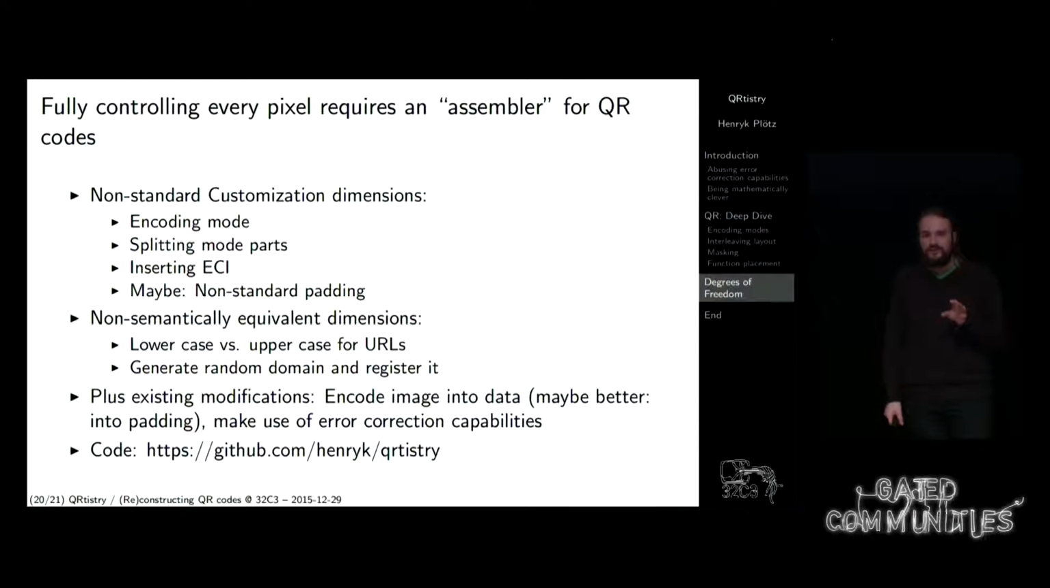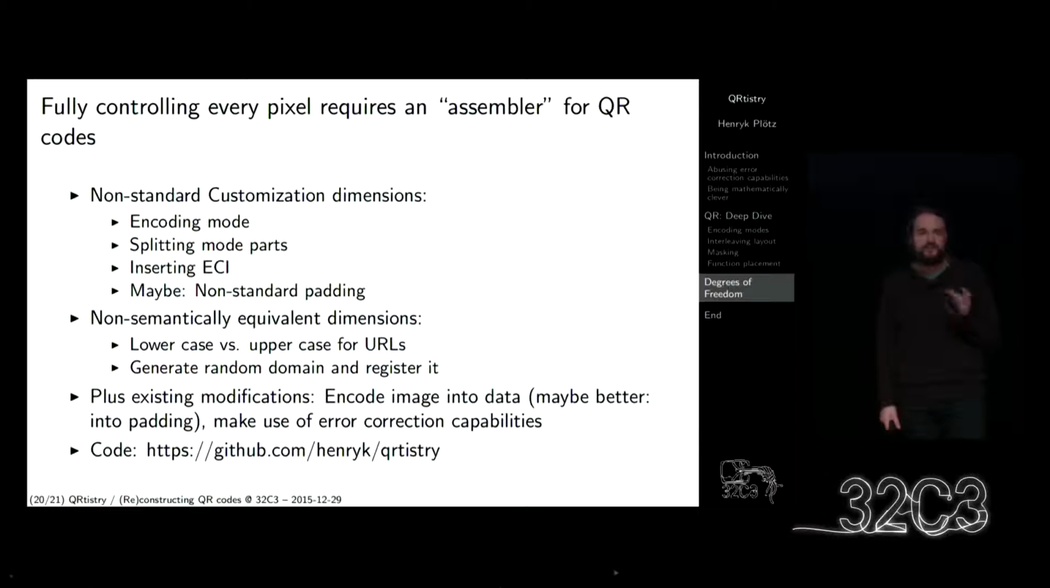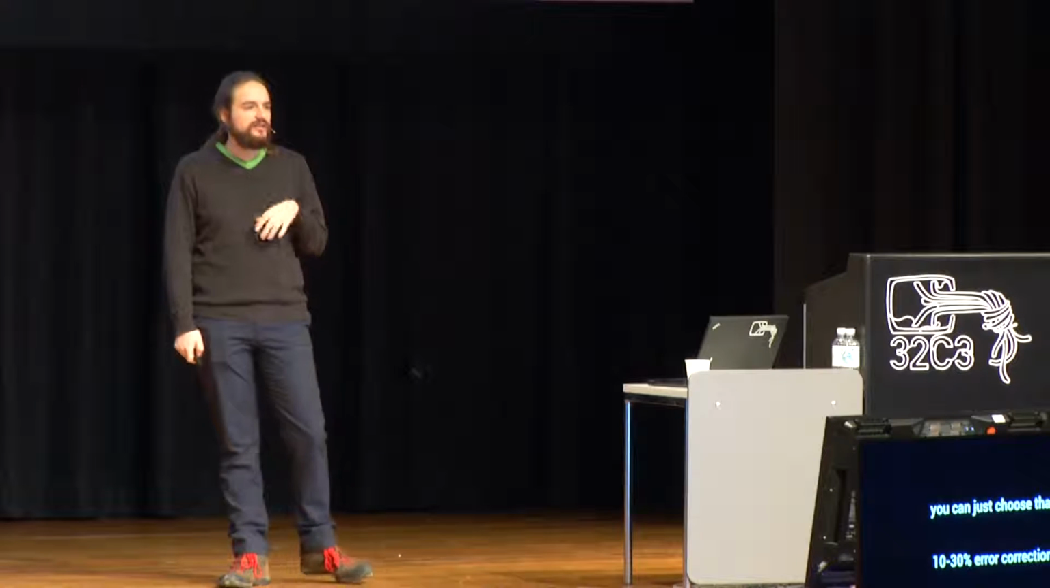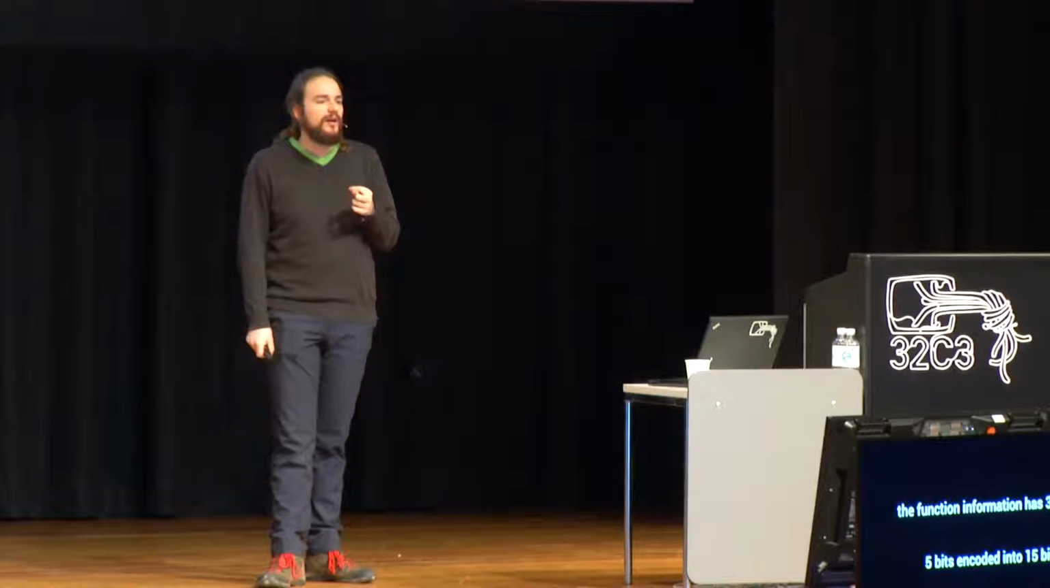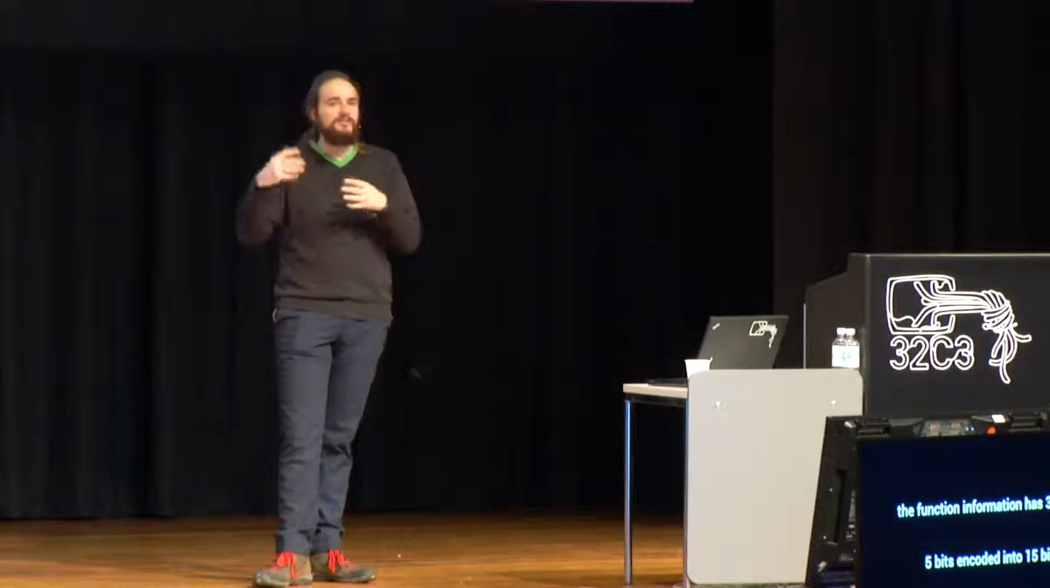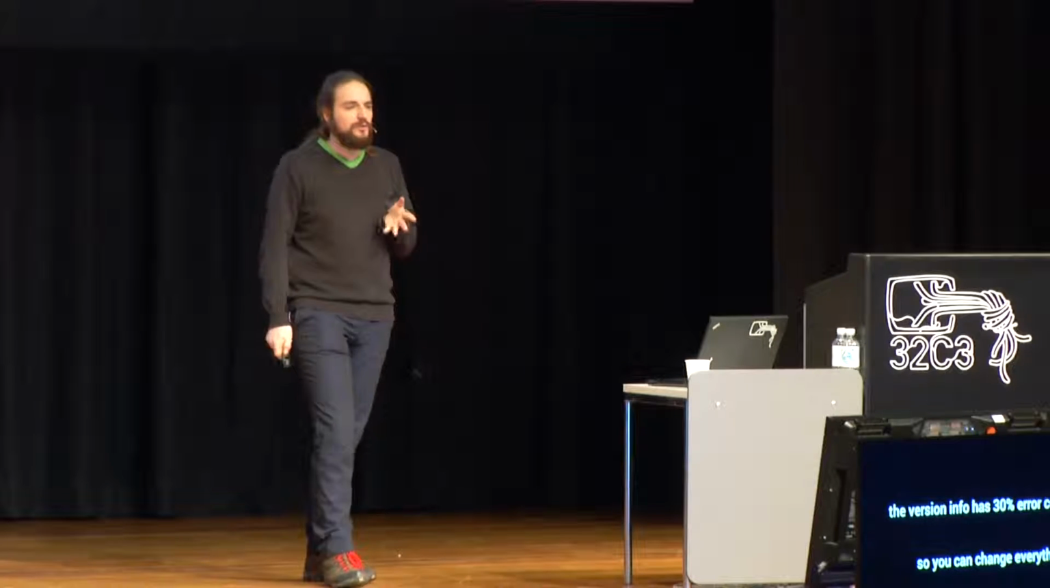Everything has error correction. Like I said, the data has, you can choose that, 10 to 30% error correction. The function information has 30% error correction, so there are 5 bits encoded into 15 bits. The version information has 30% error correction. Those are 6 bits encoded into 18 bits. So you can change basically everything as long as you don't change too much, and it will read just fine.